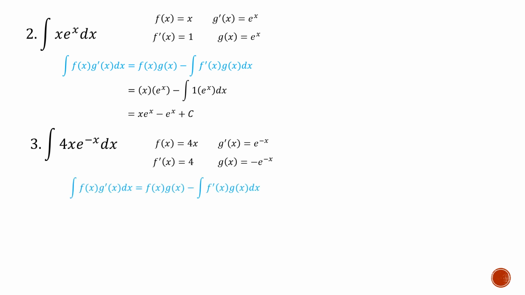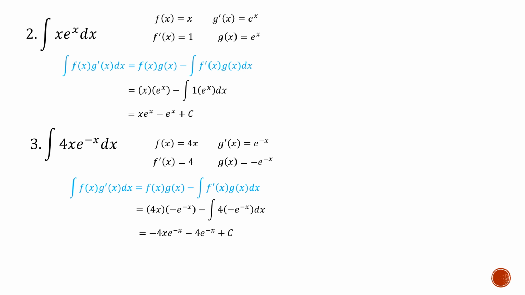Okay, once again, here's my formula. Plug in the right values. Find the antiderivative of e to the negative x. Combine and add my c for my constant.